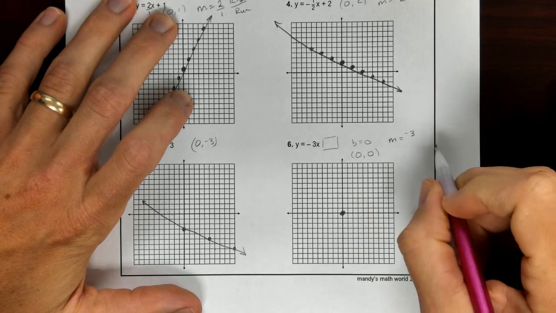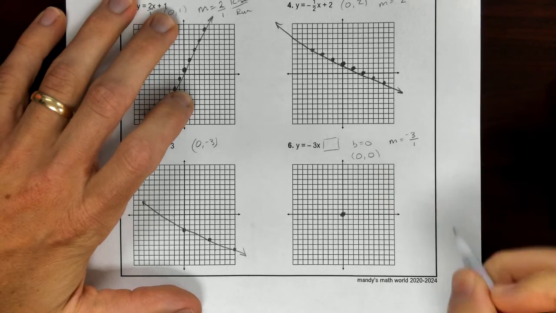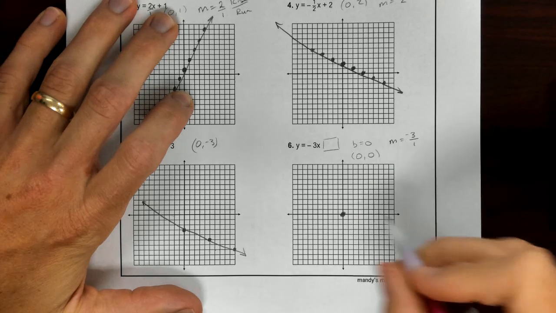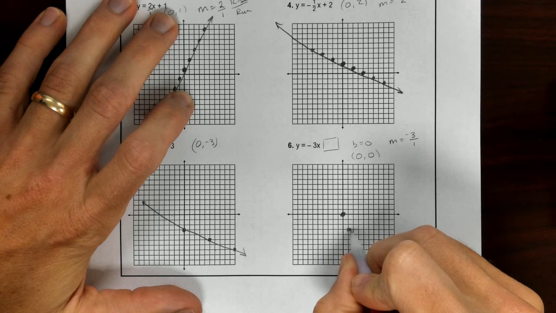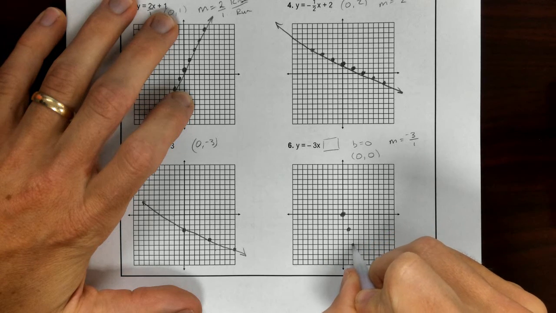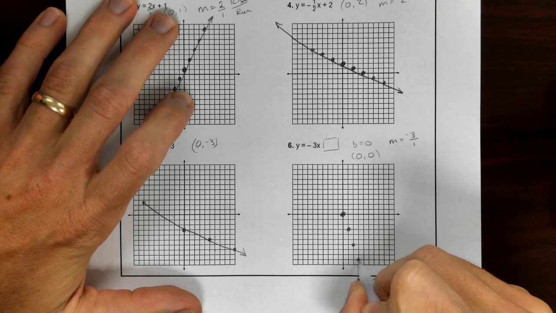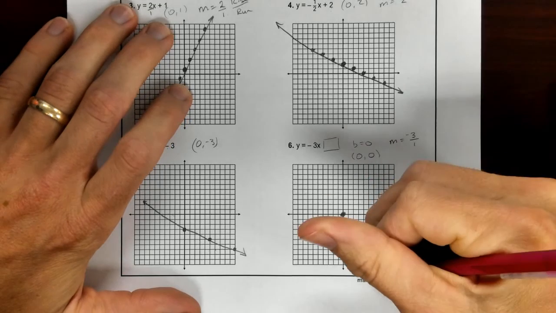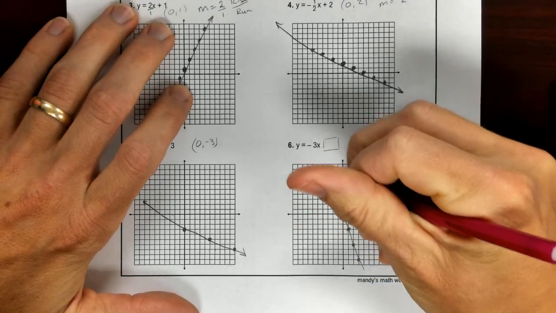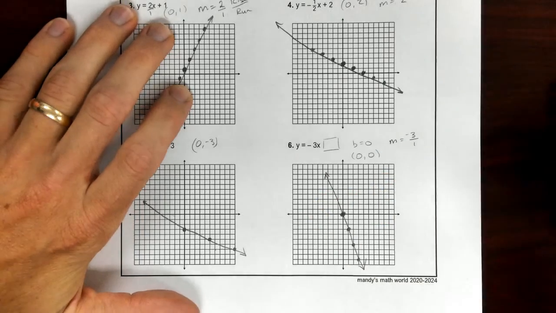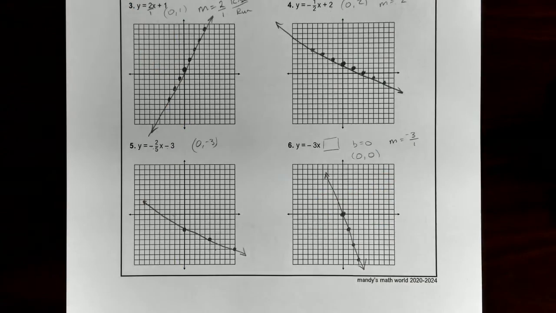But again, any whole number is over 1. So I'm going to go down 3 over 1. Down 3 over 1. Now we connect our points. Boom, boom, boom, boom, boom, boom. Hope you did fantastic, guys.